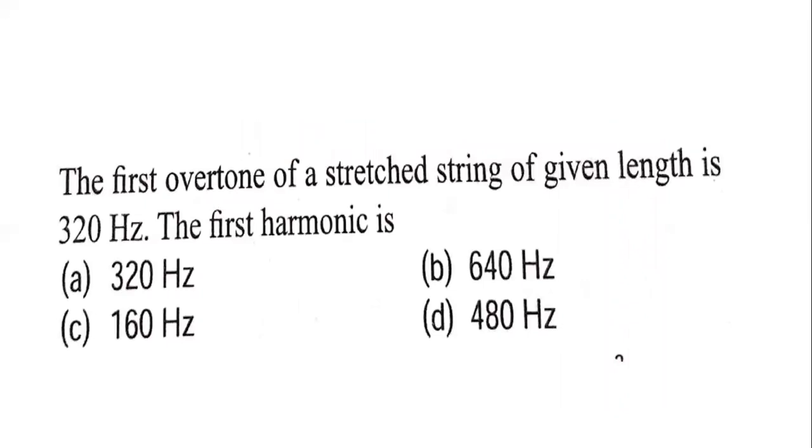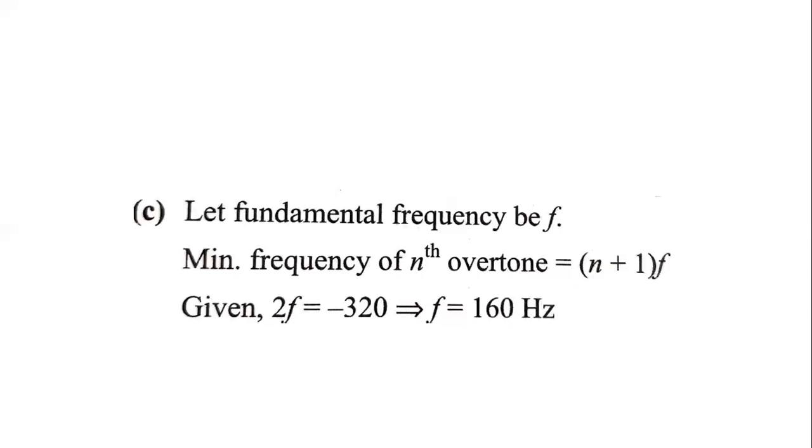Next question. The first overtone of a stretched string of given wavelength is 320 Hz. The first harmonic is? Here one should be very clear with the two terms, overtone and harmonic. Overtones are any frequencies higher than the fundamental frequency, so they are called overtones. And harmonic is just a multiple of the frequency. First harmonic, second harmonic means 2 times, third harmonic means 3 times, likewise. Let the fundamental frequency be F.